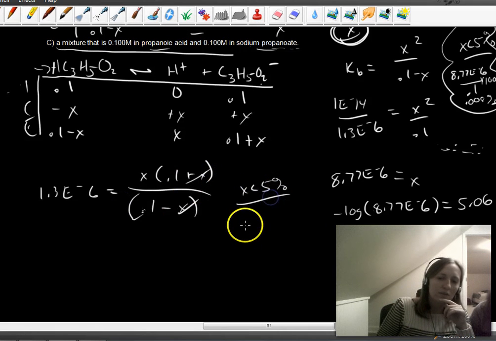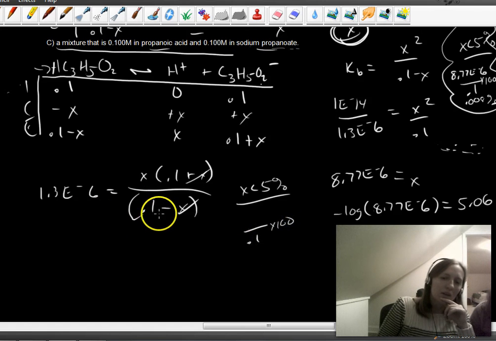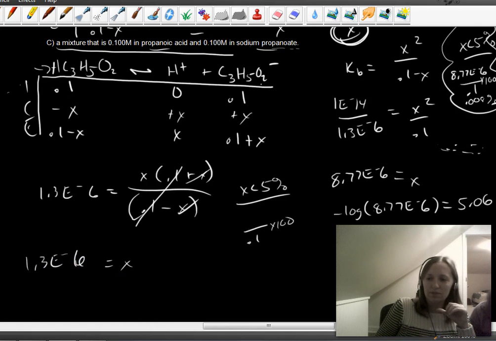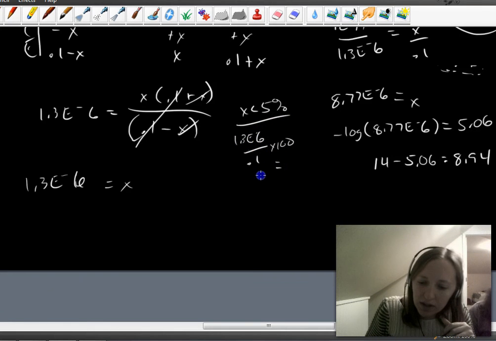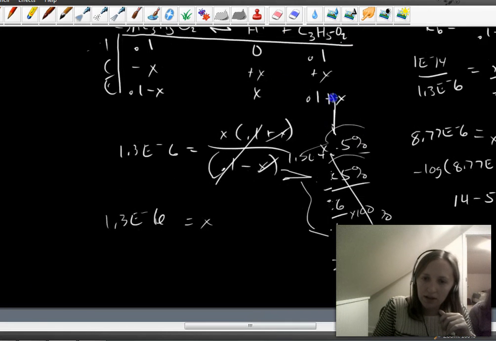All right, let's see if I remember this one. The 0.1s cancel. Your x is equal to 1.3 e negative 6. Oh, that's very pretty. And I'm going to check it. Ha! She remembered! And you end up with the percentage being 1.3 e to the negative 4%. Fine, good there.